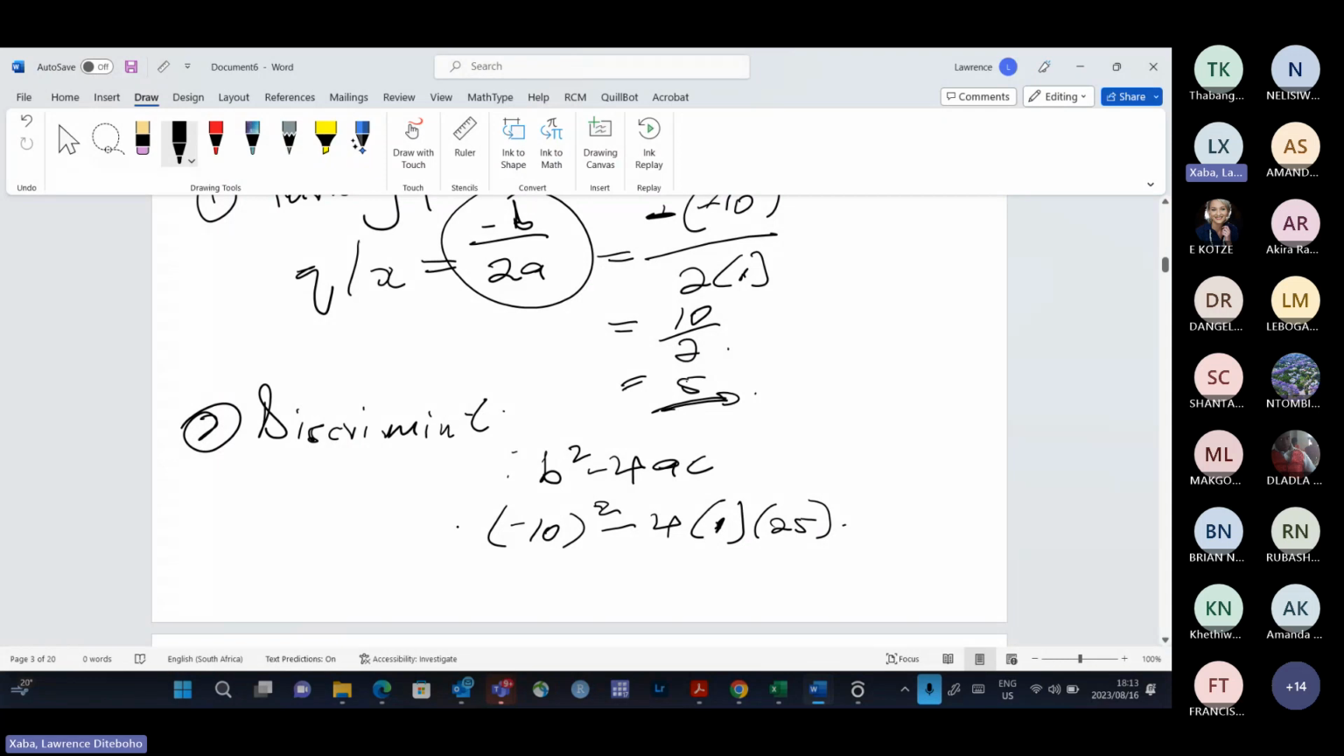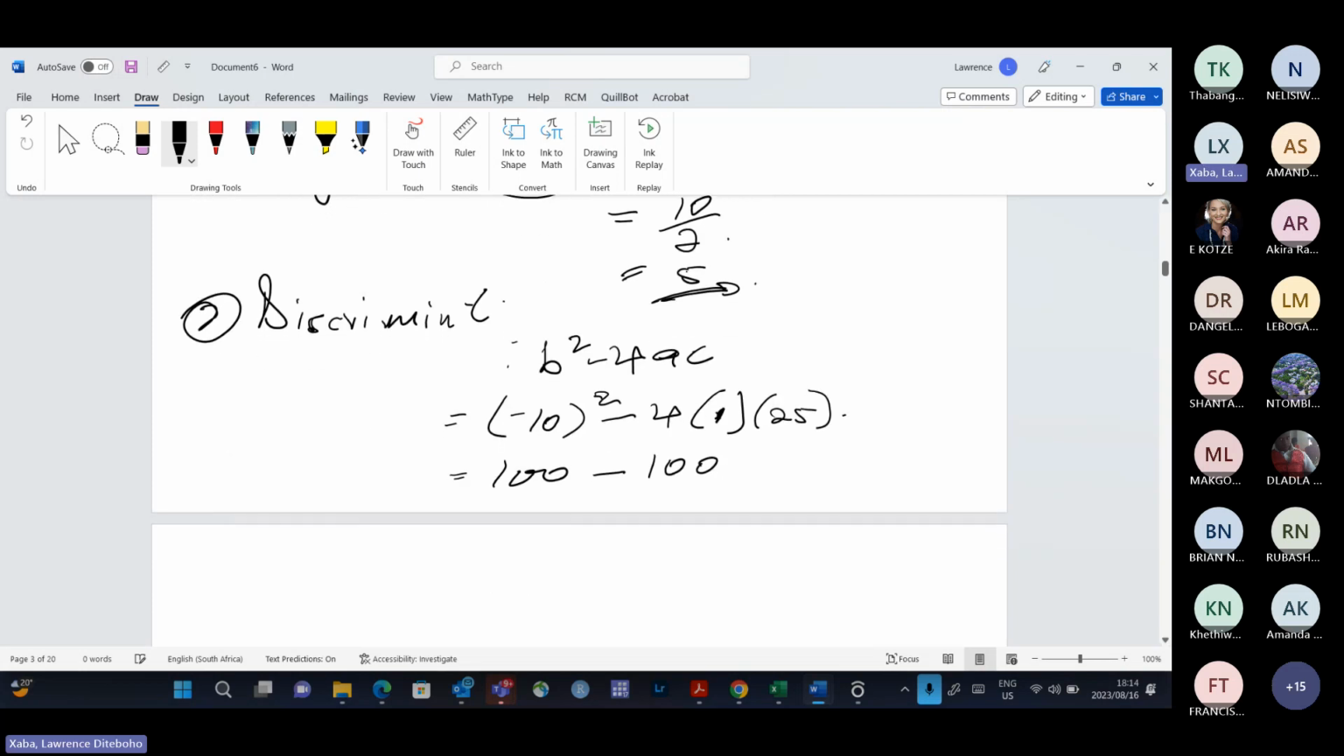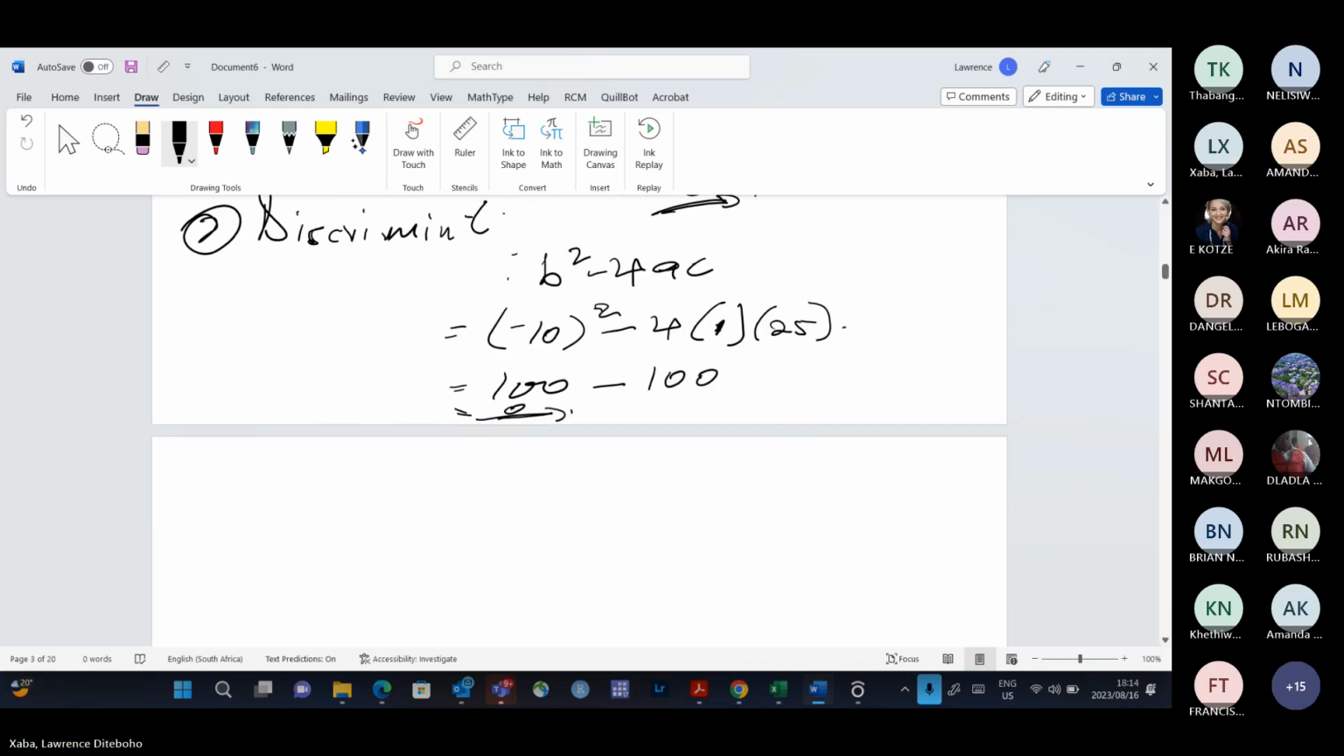Then we simplify our problem. We have 100 there minus 4 times 1 is 4, 4 times 25 is 100. Then we have 0. So our discriminant there is 0. So we know based on the properties of our discriminant that if it's 0, it means it touches the x-axis. That's the condition.